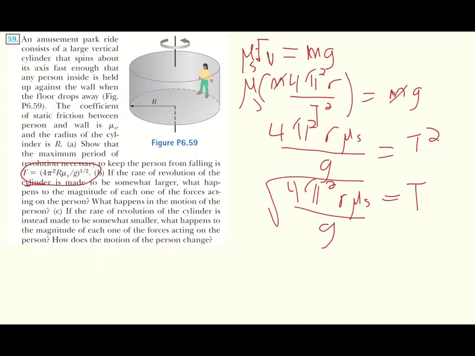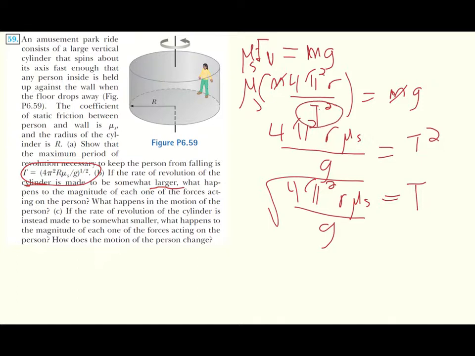For B, they say if the rate of revolution is made to be larger. Okay. So that means that our period is going to end up being smaller. Okay. What's going to happen to each of the forces? Well, if I have a smaller period, that means that the normal force is going to end up being larger. That's down here.